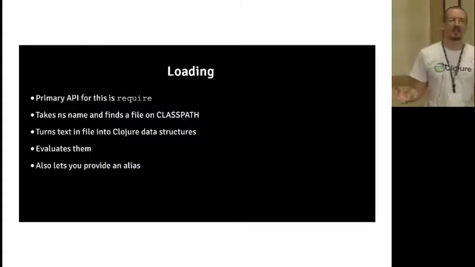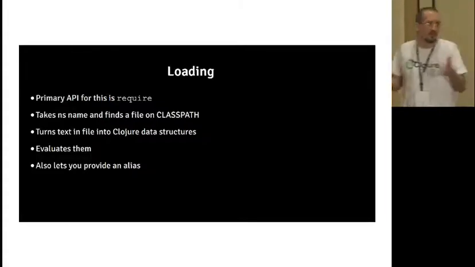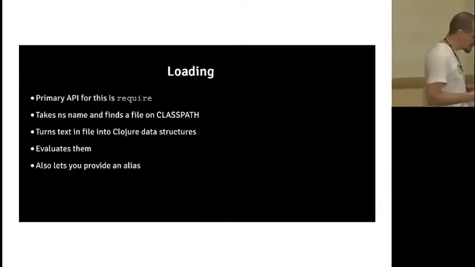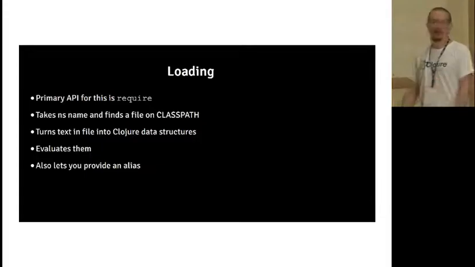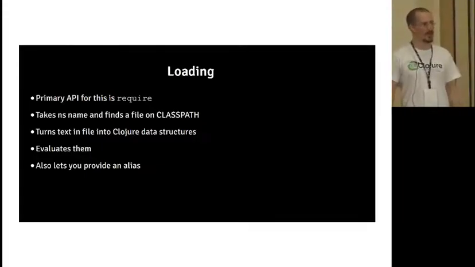So the way this process starts is with require, right? Require is kind of the primary API. There are a bunch in Clojure for loading files, but the main one that you will be concerned with, for the most part, is require. Require is load. You should think of it as the loading API.